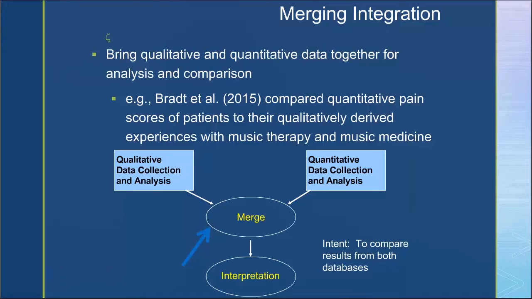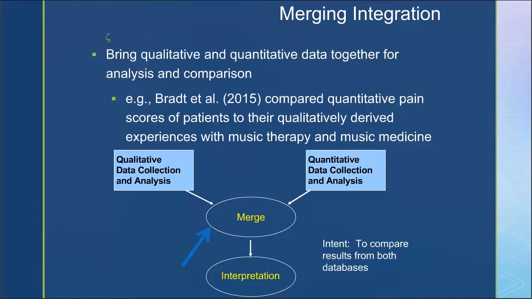So in merging integration, we're bringing qualitative and quantitative data, could also be results, together for analysis and comparison. So for example, a study published in 2015 by Yoka Brat, she used a joint display and compared quantitative pain scores of individuals who were receiving either music therapy or music medicine to help with their cancer pain with their qualitatively derived experiences. So what their experiences were like with those interventions, for instance. But this idea of merging is the idea that we're comparing the results from both databases.